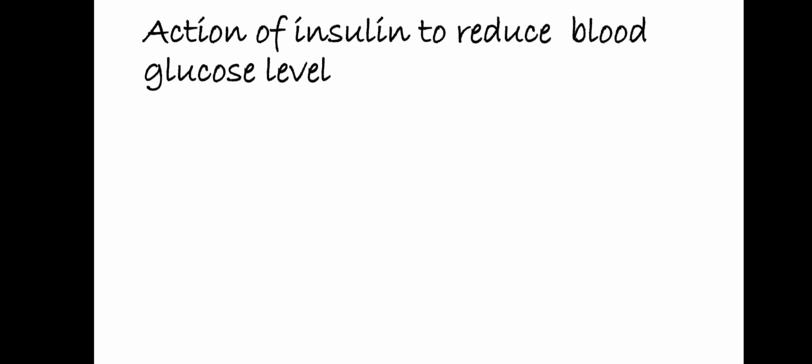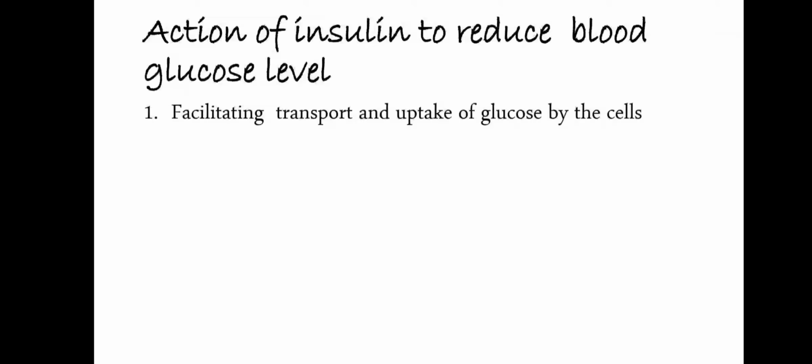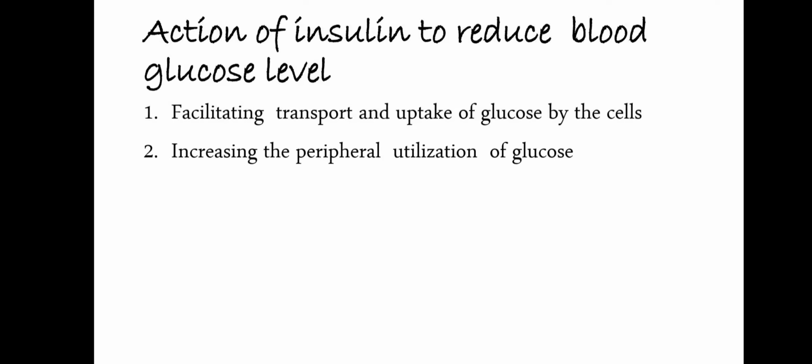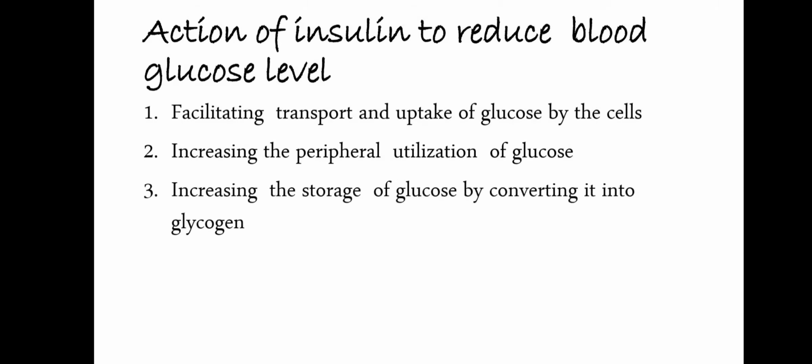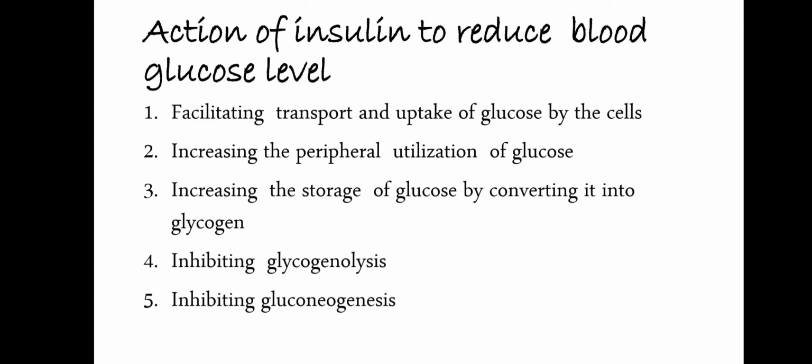Now we will see what insulin does to reduce the blood glucose levels. This action happens in 5 steps: facilitating transport and uptake of glucose by the cells, increasing the peripheral utilization of glucose, increasing the storage of glucose by converting it into glycogen, inhibiting glycogenolysis, and inhibiting gluconeogenesis.